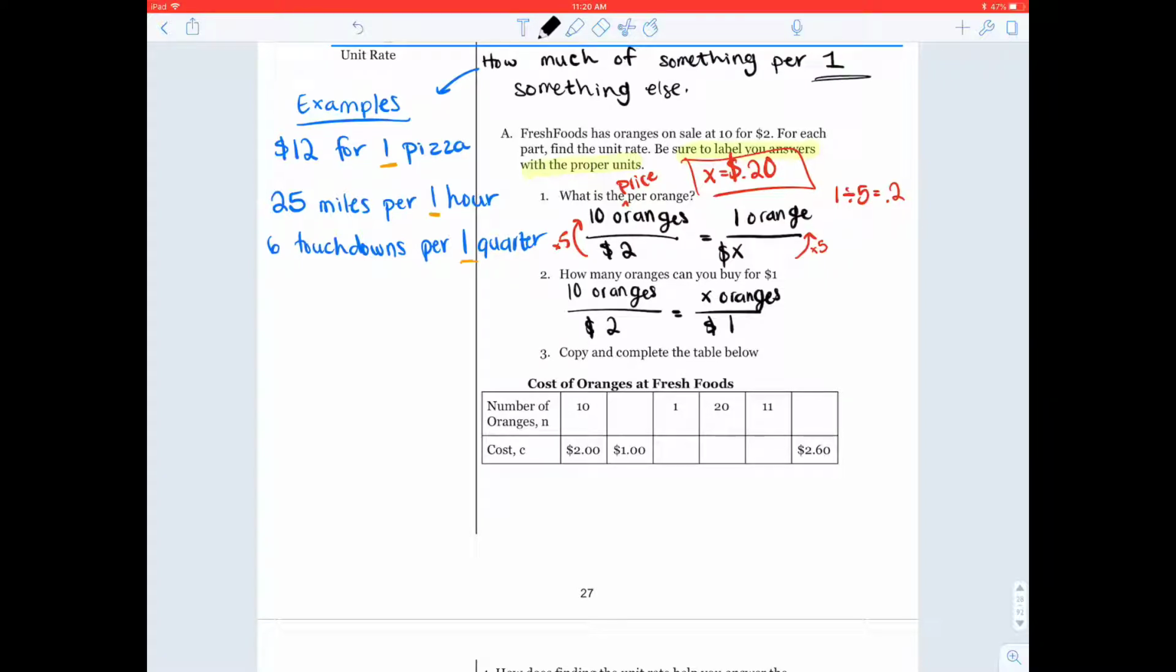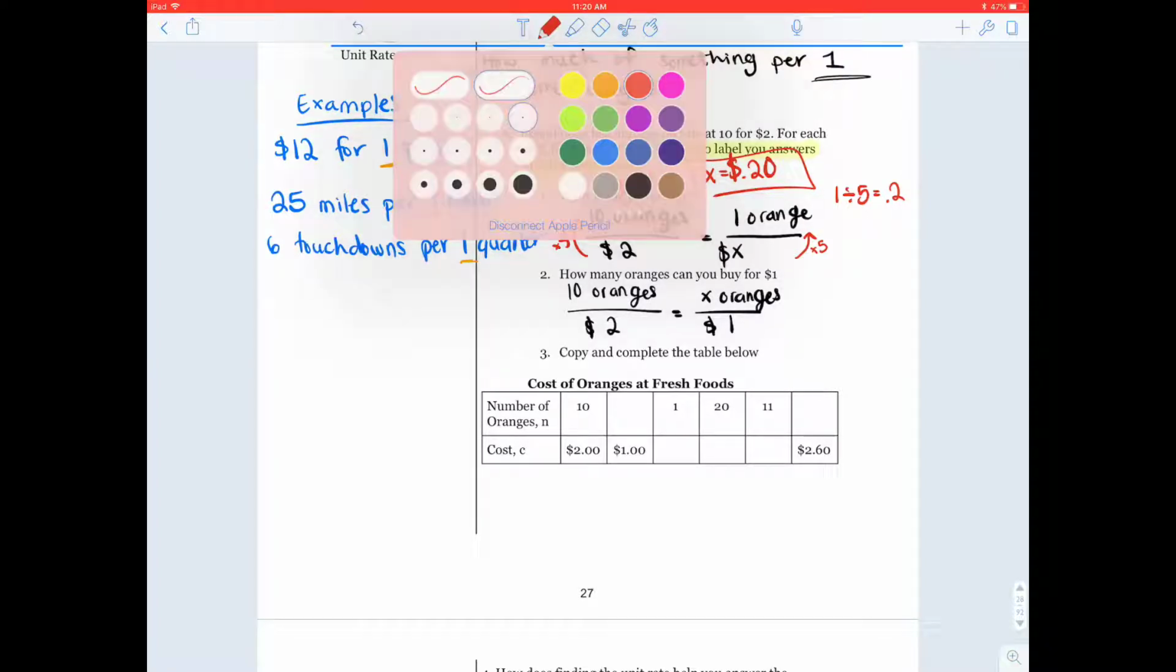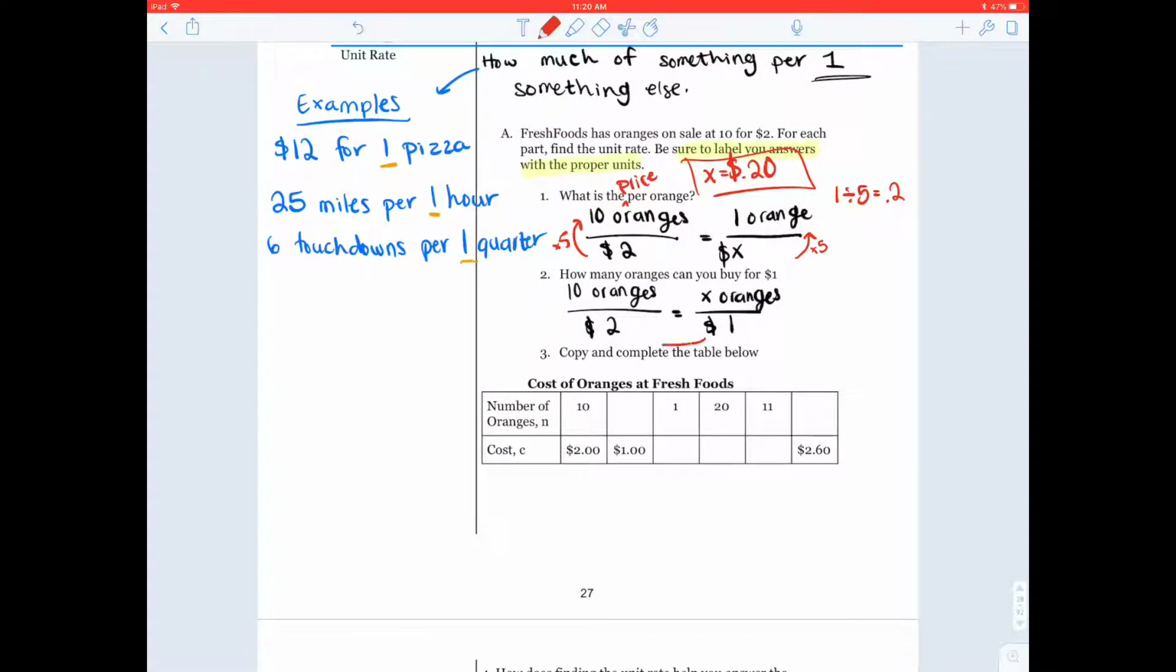All right, now I encourage you to pause the video here and try and solve how many oranges you can buy for $1. All right, hopefully you paused. Let's see how we solve this. Well, I can go 1 to 2, I multiply that by 2, so I should be able to multiply this x by 2. Right, so what number times 2 gives me 10? Well, 10 divided by 2 is 5. So it looks like x is equal to 5 oranges. And that is my answer.